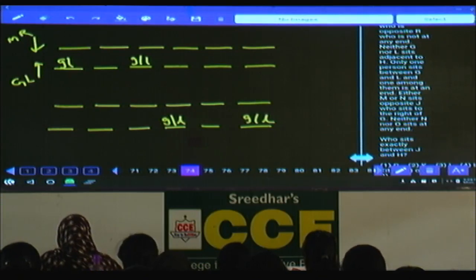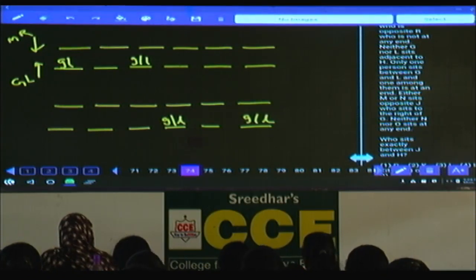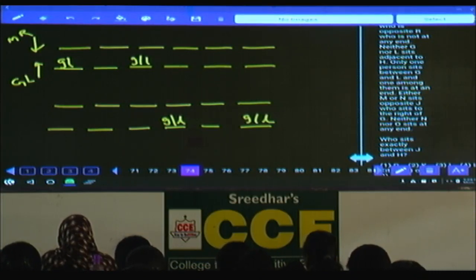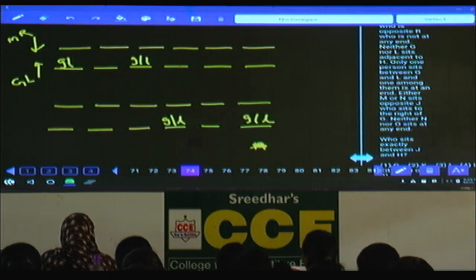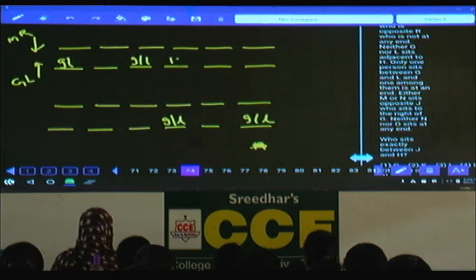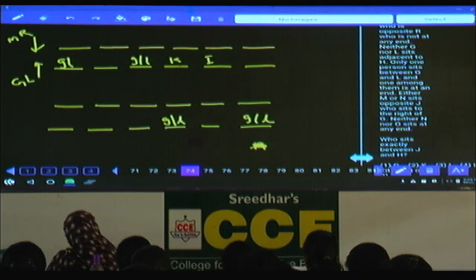N and O cannot be at the extreme ends of the row. As N and O cannot be at the extreme ends, K sits adjacent to I. K is seated adjacent to whom? K is seated adjacent to I. KRI. As GRL here, K is adjacent to I like this.